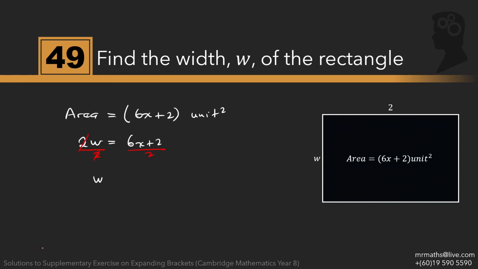Like the previous question, on the right side of the equal sign, we can divide them separately. 6x divided by 2 plus 2 divided by 2. So w now is equal to, what is 6 divided by 2? 6 divided by 2 is equal to 3. And 2 divided by 2 equals 1. So what we have here is 3x plus 1. So that is the width of this rectangle.